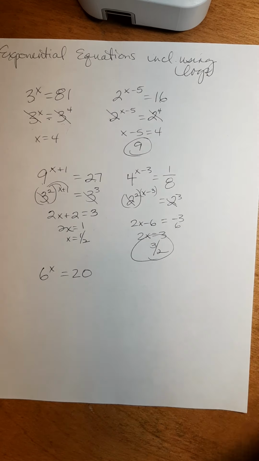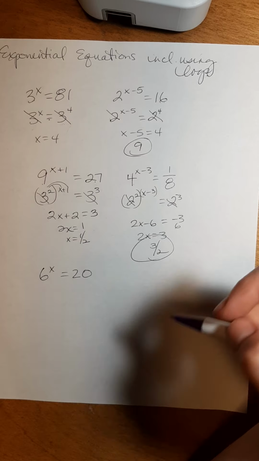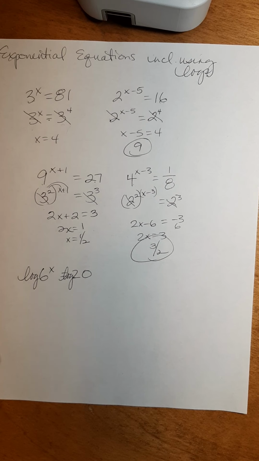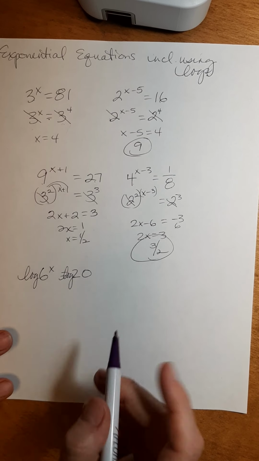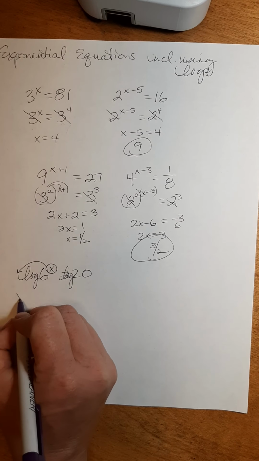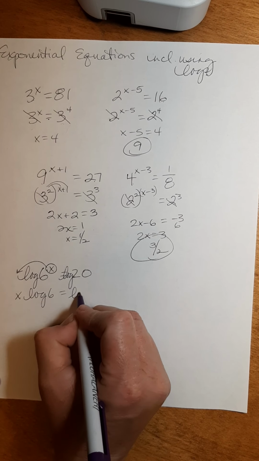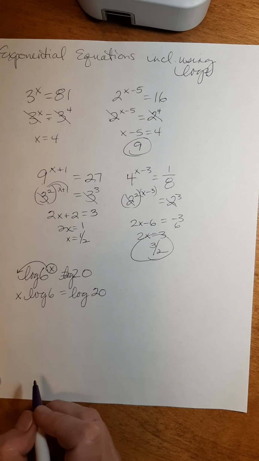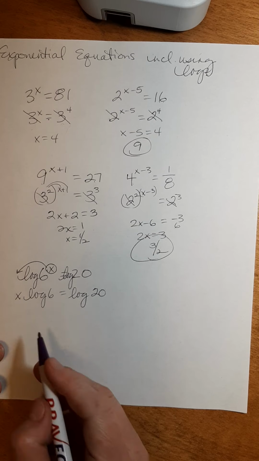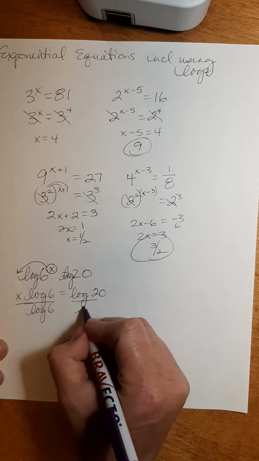Just like with any equation, if you do it to one side, you got to do it to the other. If you take the log of both sides, and I know some of you are like, what did you just do? Well, hang with me. Remember, by the laws, exponents become coefficients. So you have x times the log of 6 equals the log of 20. If you want, you can do the calculator part now or later. To find x, you just need to divide by log of 6.